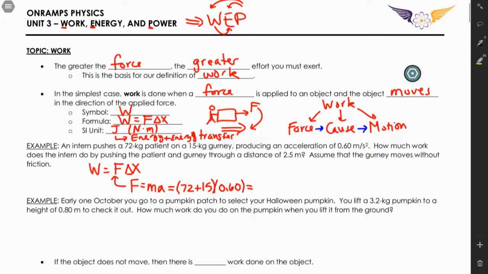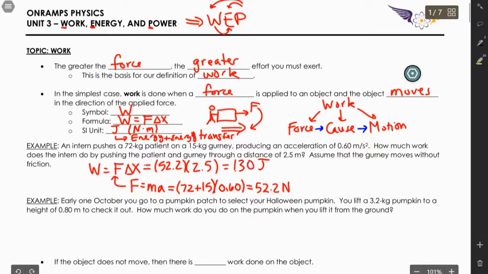So the force that the intern exerts is 52.2 newtons, and then I would plug that back into my equation. So they exert 52.2 newtons over a distance of 2.5 meters, and you would do 130 joules of work. Okay, so I said there are two ways. The second way to do it would be to simply take that formula for force and plug it into the work equation.